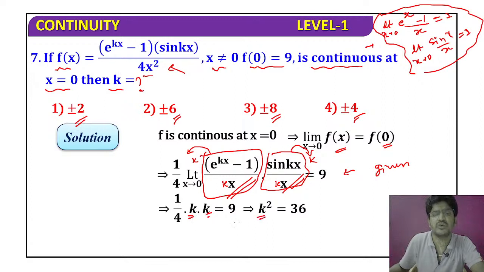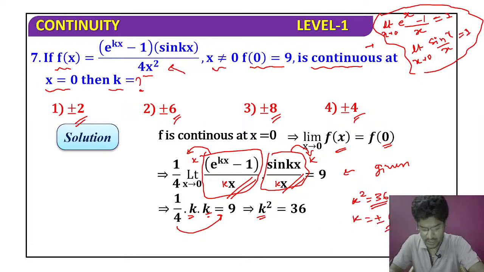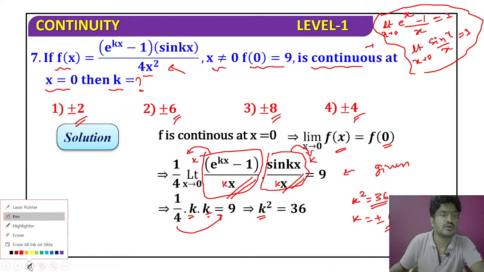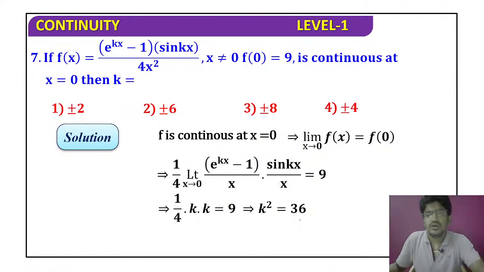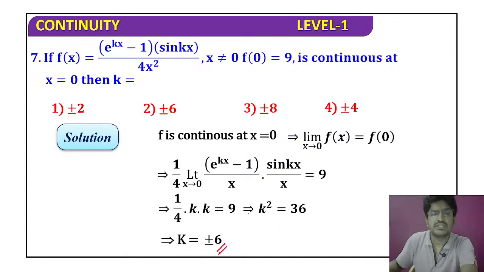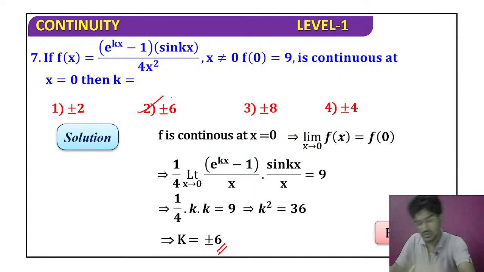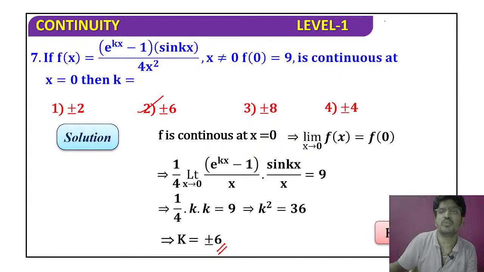K into k is k square, and you have 1 by 4. If I multiply 4 on this side, it will be k square equal to 36. Therefore k will be equal to plus or minus 6. Clear? So k is going to be equal to plus or minus 6, so that is our option 2. Okay. So here the important thing, note down, that is limit as x tends to 0, e raised to x minus 1 divided by x is 1.